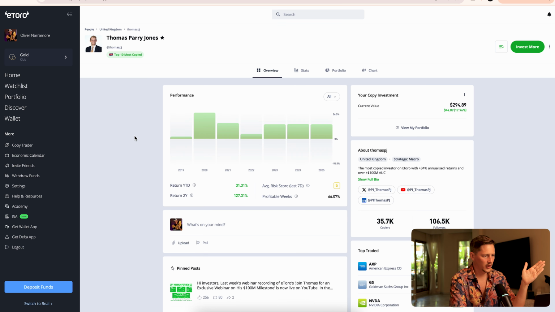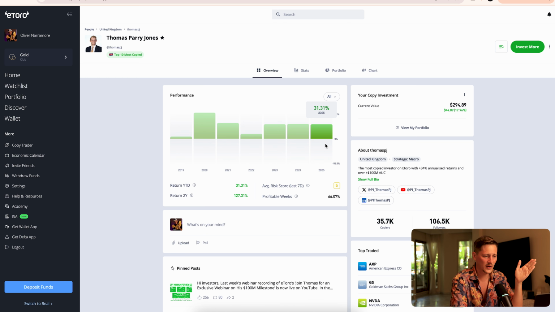Now, to start with, once you open up Thomas's profile, you're going to be presented with the performance dashboard, okay? Now, you can see here, I'm copying him on a virtual portfolio. I do my own investing, because I want to become a popular investor. But you can see how much you've got invested in that person on the right-hand side. As you can see, currently 18% up. And I think I started copying Thomas in around March, April. So very good in that short period of time.